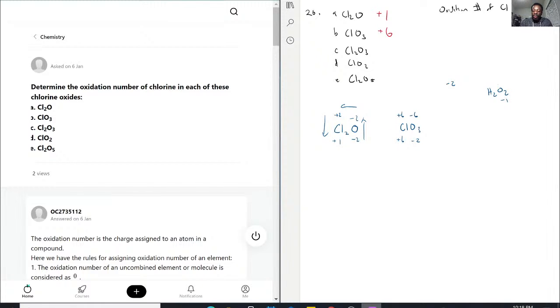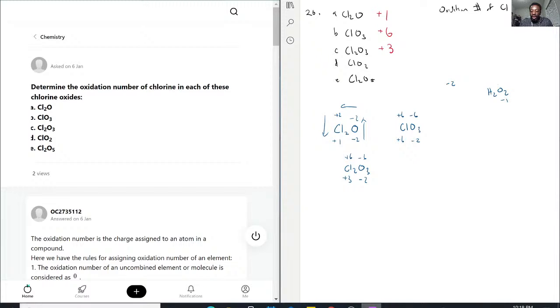Now for the next one, we have Cl2O3. So similar, we start with the -2 at the bottom, and that means we need -6. So for it to cancel out, we still need a +6, but now there's 2 chlorines, which is how it's now distributed between these two, and we get +3.